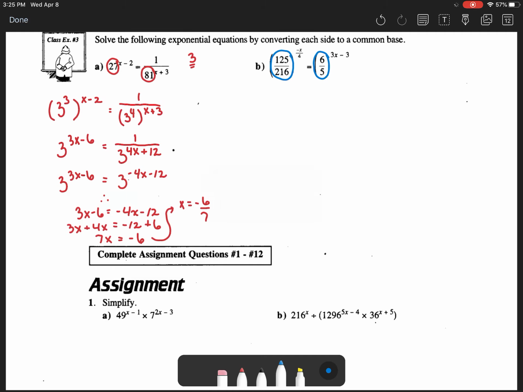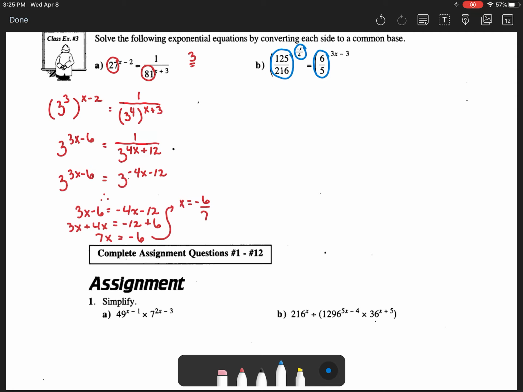In B, last one here, a little trickier, just because the bases of your powers here look a little different. So what I'm going to do is take this expression on the left-hand side, and because the exponent is negative, I'm going to interchange the numerator and denominator, so 216 over 125. And when I do that, I can make the exponent on the outside no longer negative, so it's now a positive x over 4. 6 over 5 to the exponent of 3x minus 3.